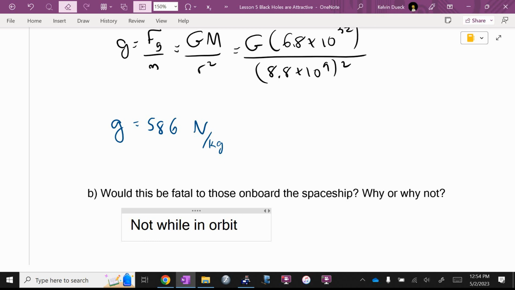Now, you would have to take into account probably that if you were standing upright relative to the black hole, the gravitational field strength on your feet and on your head would be different. I'm kind of glossing over a little bit, but yeah, if you're in free fall, you wouldn't notice it that much. You're in orbit.